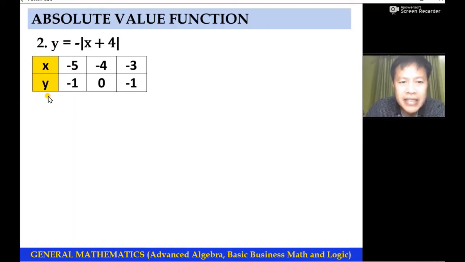Take note of symmetric points. When we say symmetric points, we have two different abscissas with one ordinate. Symmetric points are points with two different pre-images with the same image. Abscissa is also known as pre-image. Ordinate is also known as image. Two different abscissas with one ordinate are symmetric points.